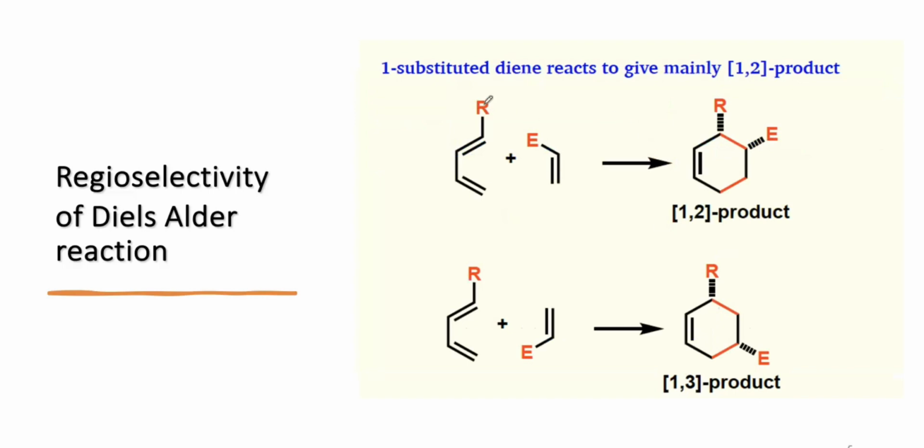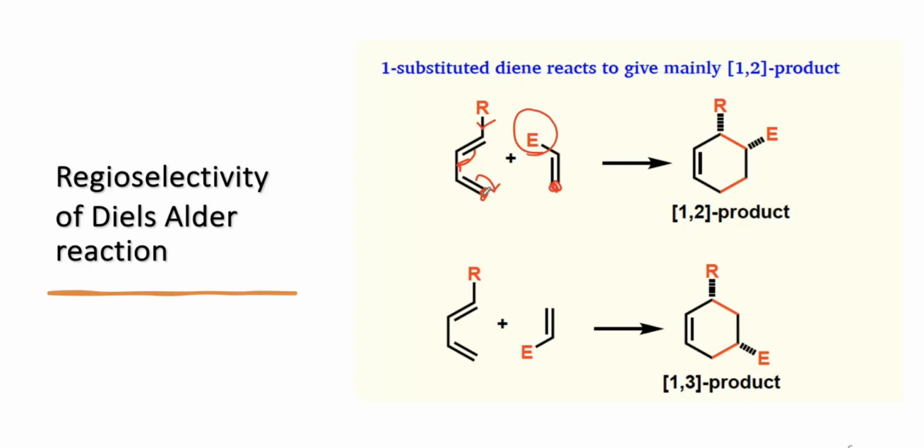Now coming to the case where one substituted diene is reacting with the dienophile. As we can see here, when it is one substituted diene, so it will be electron releasing inductively. R group will be electron releasing inductively. So the more electron rich carbon will be here. You can see this will be the more electron rich carbon, and in the case of this dienophile, this E is an electron withdrawing group, and this will be the carbon which is electron deficient.